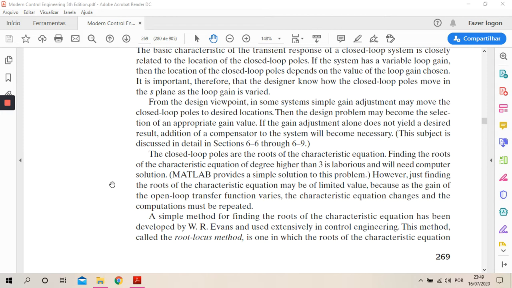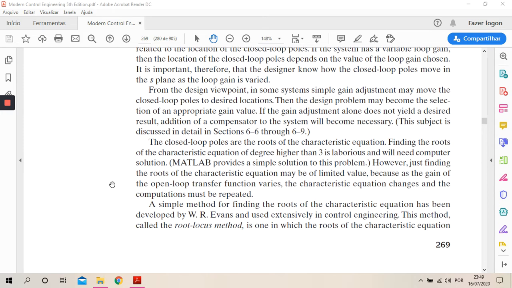The closed-loop poles are the roots of the characteristic equation. Finding the roots of a characteristic equation of degree higher than 3 is laborious and will need computer solution. However, just finding the roots of the characteristic equation may be of limited value because as the gain of the open loop transfer function varies, the characteristic equation changes and the computations must be repeated.